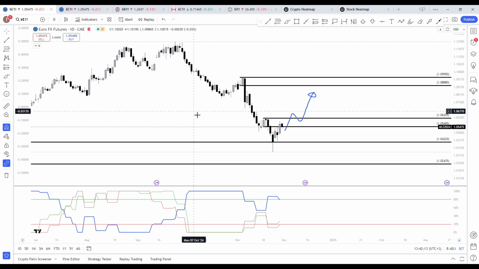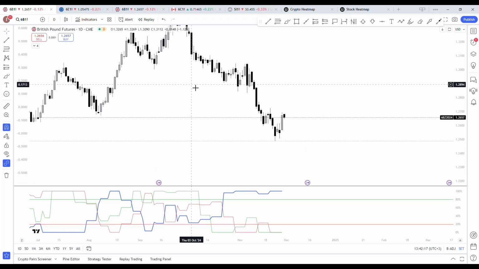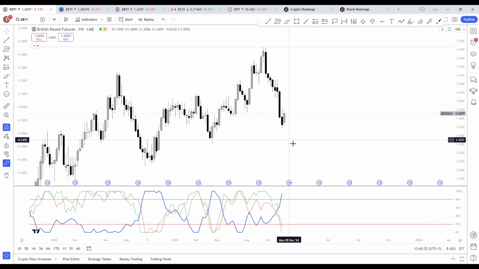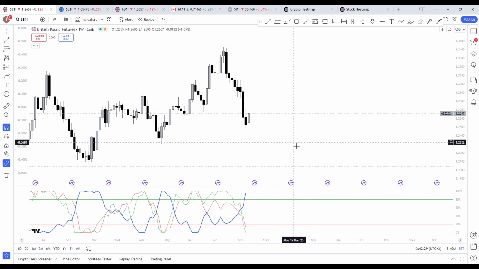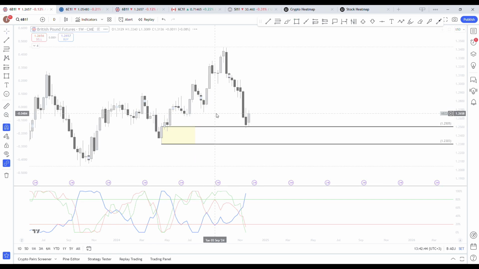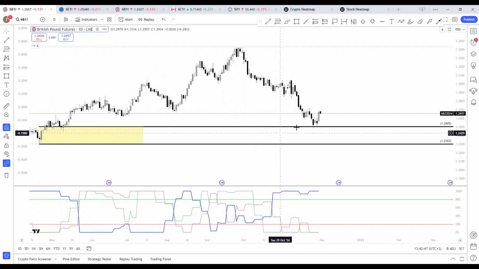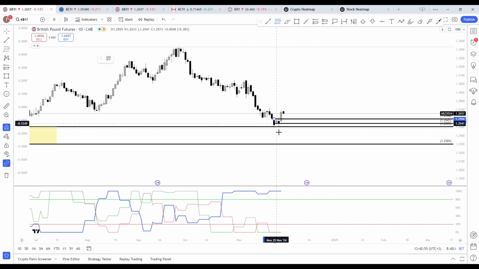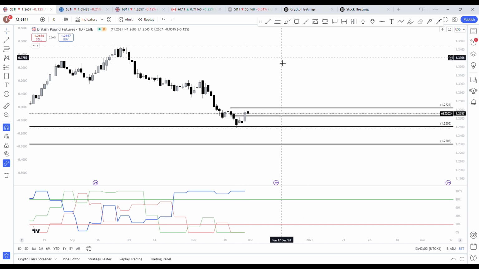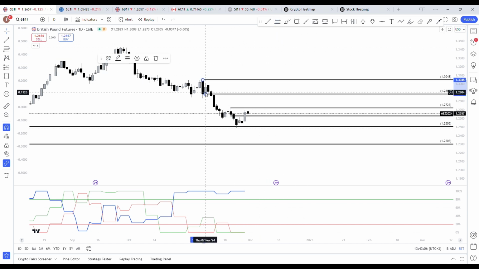Okay, let's see the next product. The next product is British Pound futures. British Pound is the same as EURUSD futures. The commercials are buying and retailers are selling. So we can see upward pressure on British Pound futures. If you look at the daily chart, we can clearly see we have a retracement from weekly demand, and if we remove this supply zone, we can clearly see this move.